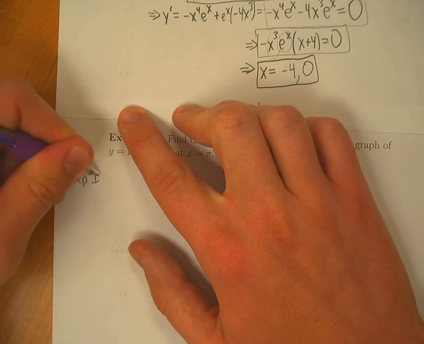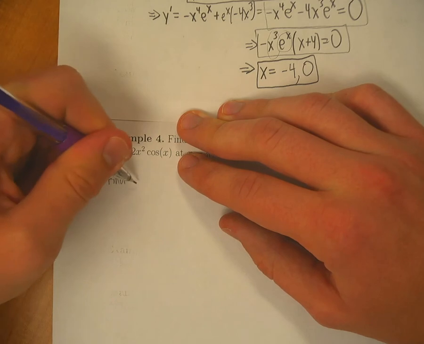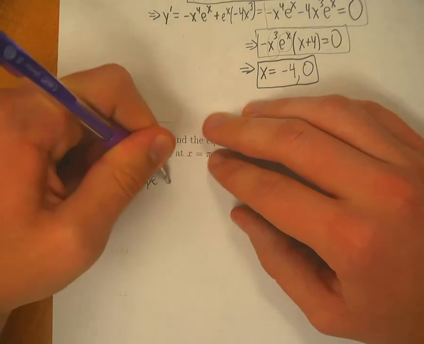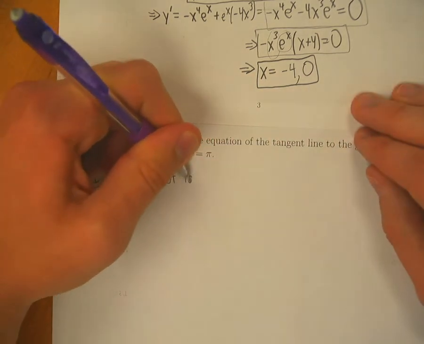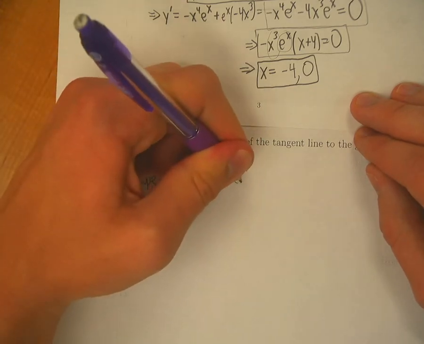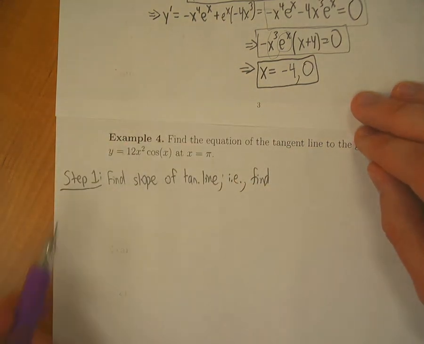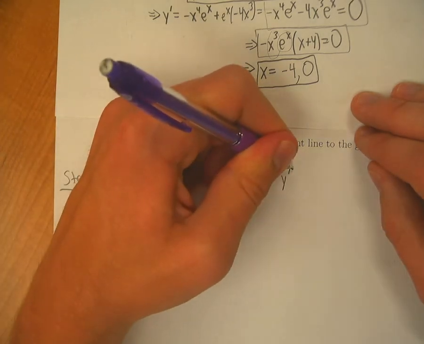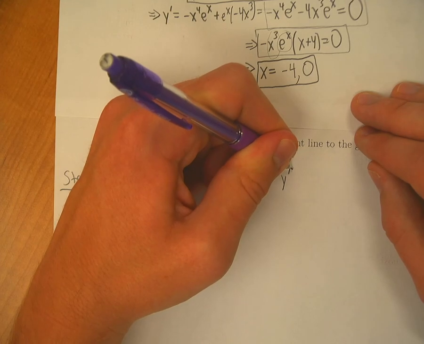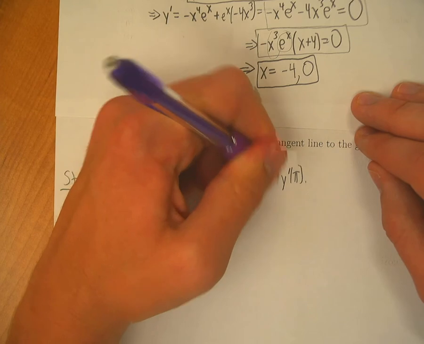Step 1 is find the slope of the tangent line. Okay. So in this case, we have to find what value? We have to find the derivative and evaluate it at x equals pi. So in this case, we just have to find y prime at pi.